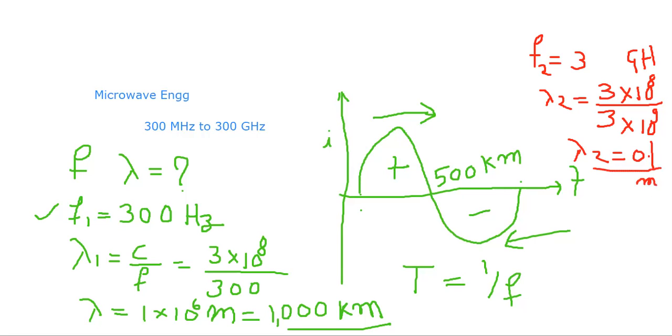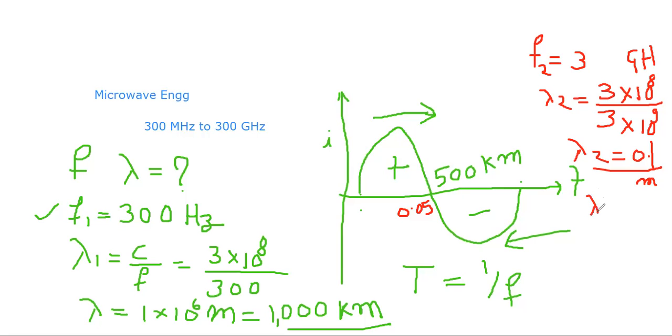Now here was 10,000 kilometer, and here is 0.1 meter. So what happened here? Again the same waveform. Now lambda 2 is 0.1 meter. So the half of 0.1 meter means 0.05 meter. 0.05 means how many centimeters? 5 centimeter. So this is for 300 gigahertz.